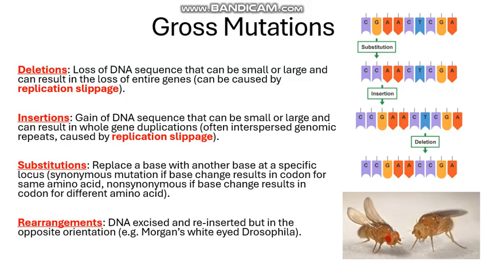An insertion is the opposite, where there is a gain of a DNA sequence, so DNA can gain nucleotides. This can either be small or large and can result in whole genome duplications as well as whole gene duplications. These tend to be interspersed genomic repeats, and they're also usually caused by replication slippage. Substitutions are a bit different. This is where a base is replaced with another base at a specific locus.